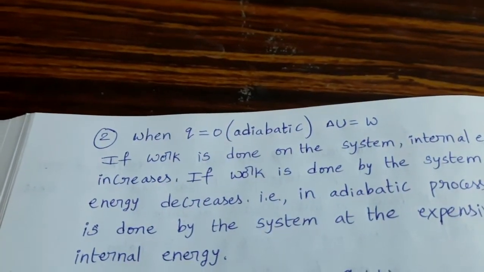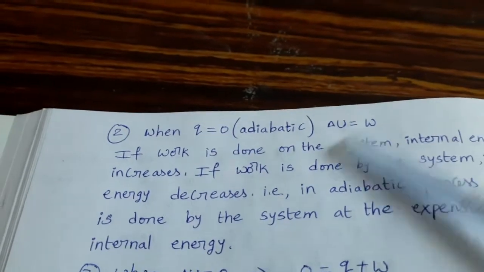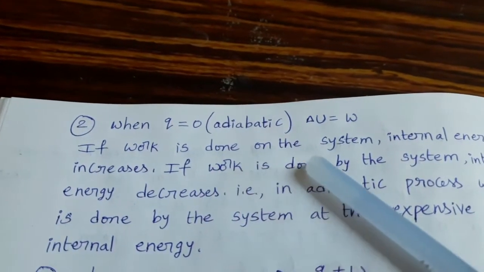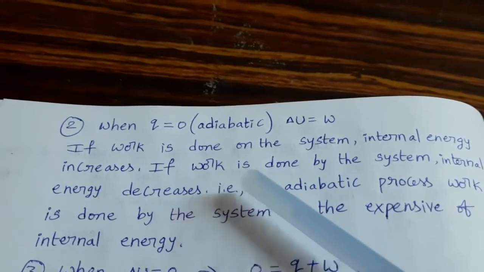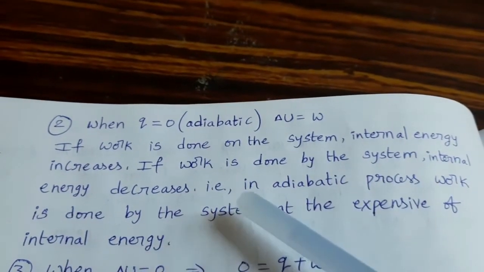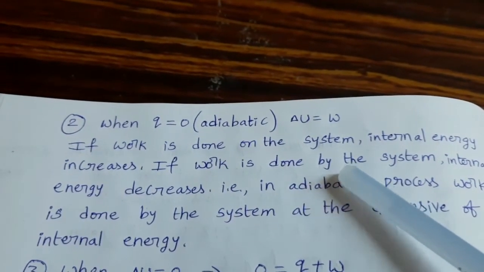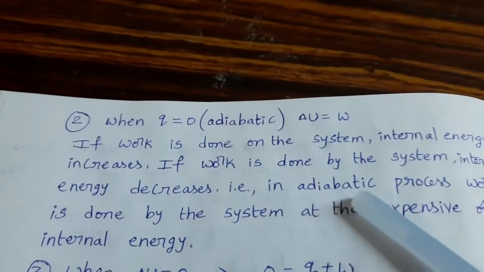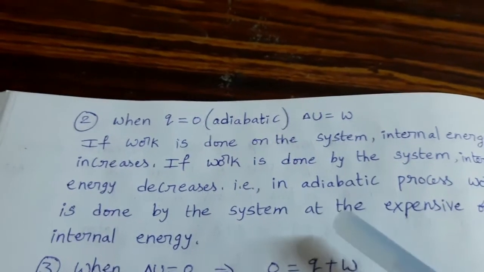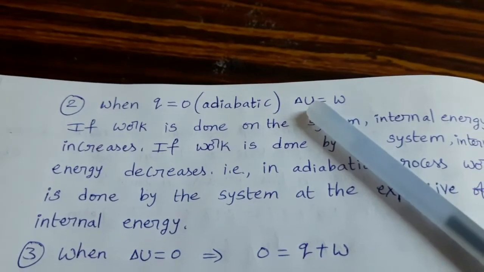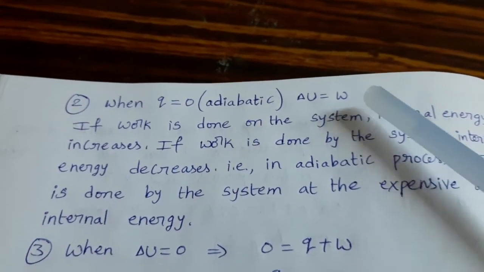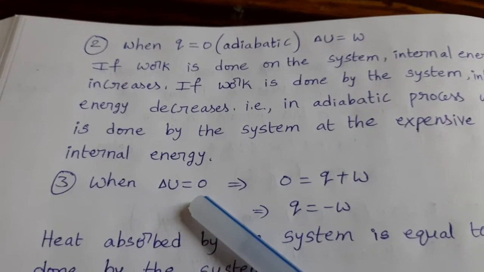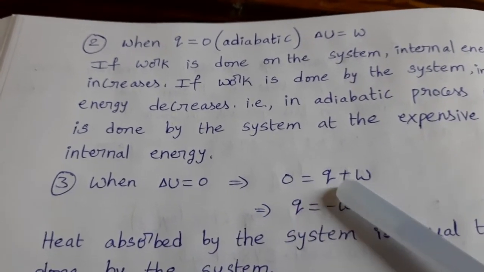Now, next case, when Q equal to 0, adiabatic, no change in the heat energy, then delta U equal to W. Here the meaning is if work is done on the system, internal energy increases. Work is done by the system, internal energy decreases. Here work is done by the system at the expense of internal energy, in adiabatic process. See this, by using this internal energy, some work is done by the system in adiabatic process.